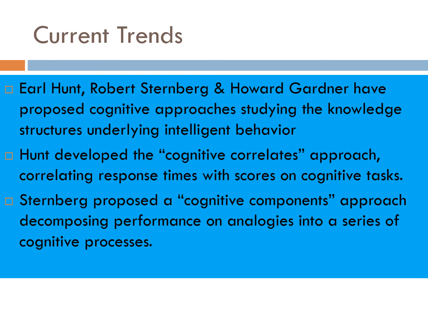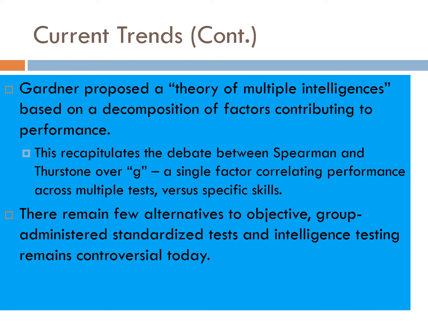So if we look at some of the current trends in measuring intelligence, we have Earl Hunt, Robert Sternberg, and Howard Gardner, who have proposed cognitive approaches to studying the knowledge structures underlying intelligent behavior. Hunt developed the cognitive correlates approach, correlating response times with scores on cognitive tasks, right? So he gives you a cognitive task, how long does it take you to complete it? Sternberg proposed a cognitive components approach, decomposing performance on analogies into a series of cognitive processes. Gardner proposed what we call a theory of multiple intelligences based on a decomposition of factors contributing to performance.